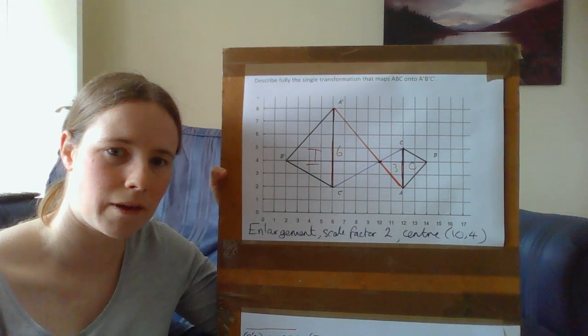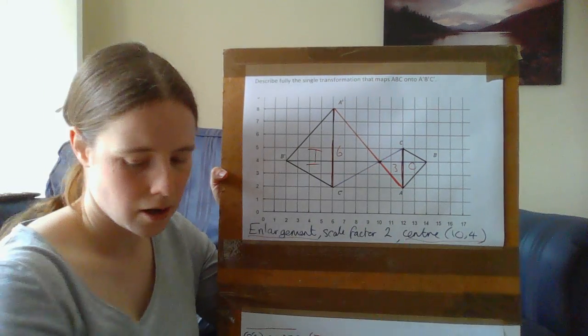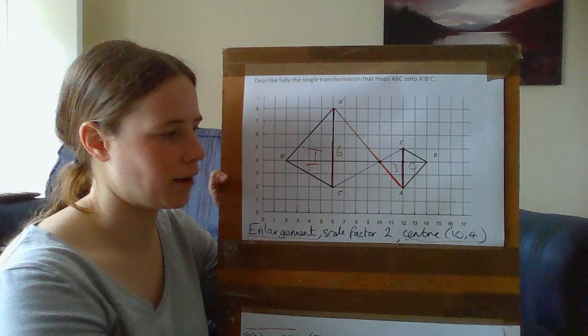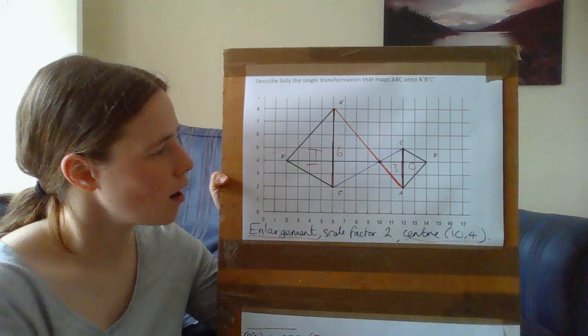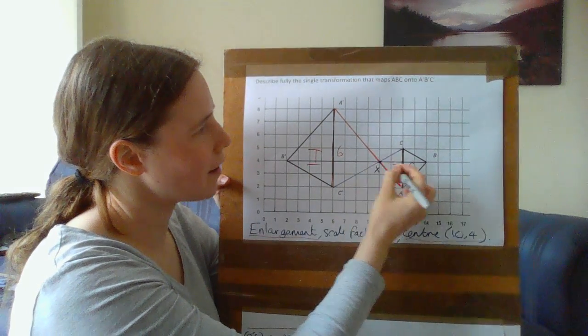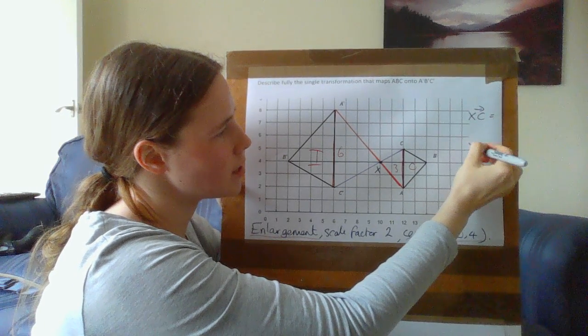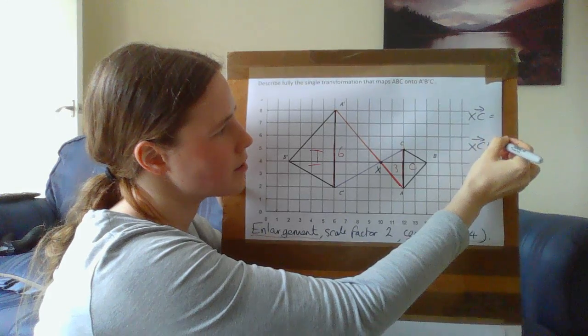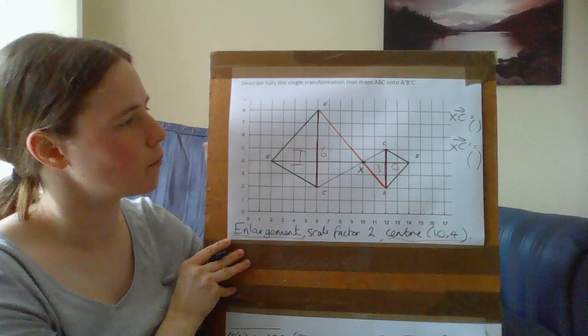Now, I've not got this right yet. I've got 2 out of 3 marks. I'm correct on the enlargement and I'm correct on the centre, but I'm not yet correct on the scale factor. I'm very nearly there though. So if we look at the vectors for this, I'm going to go from my centre, I'll call it X, from my centre of enlargement to C, and then from my centre of enlargement to new C, and see what my vectors are. Sorry, I've not quite got enough room to write it all on the one line.